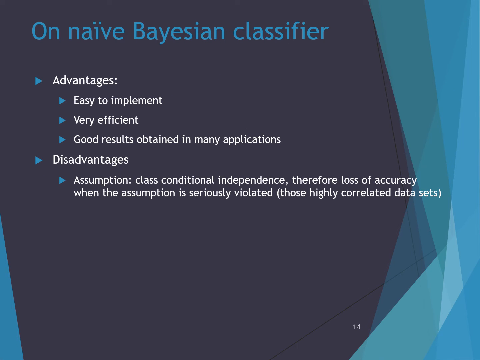On the naive Bayesian classifier, the advantages are that it is easy to implement and very efficient. It also returns good results in many applications. The disadvantage is the assumption of class conditional independence, therefore there is a loss of accuracy when the assumption is seriously violated, that is, for highly correlated data sets.